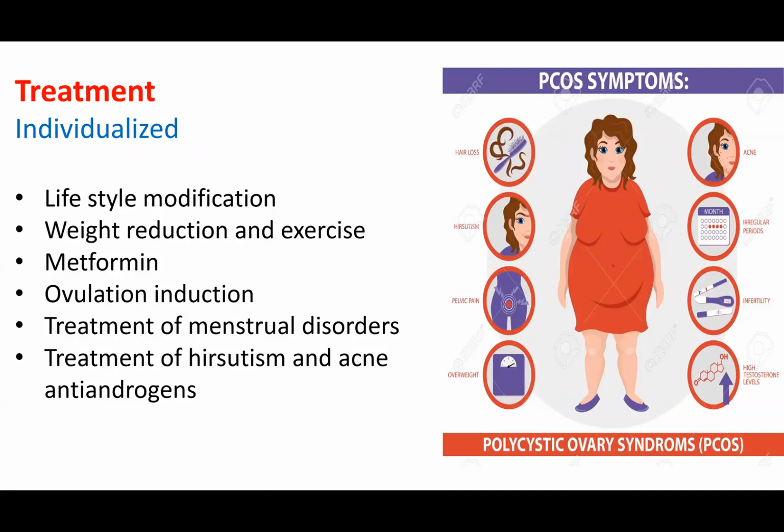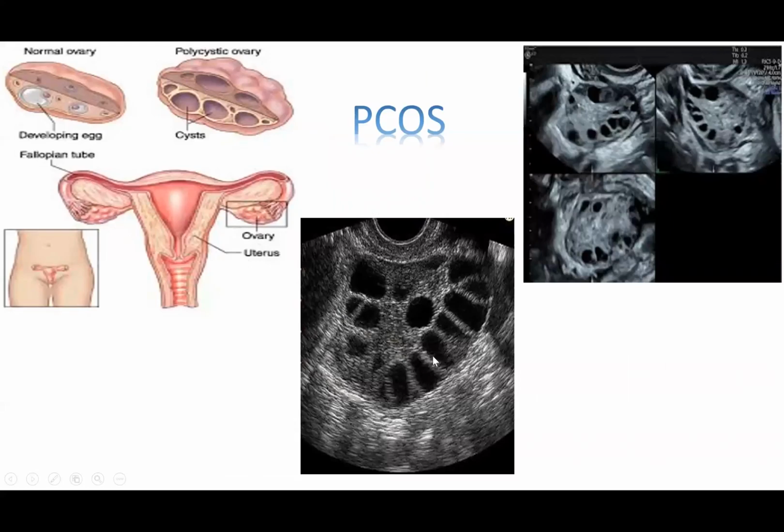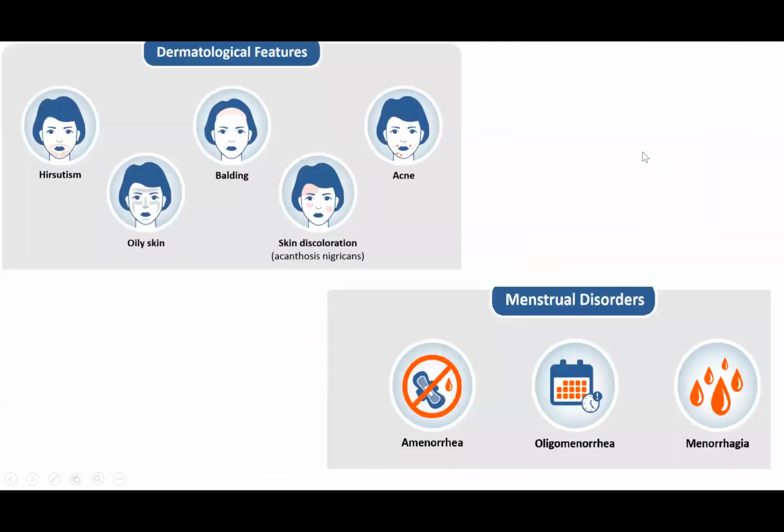And the patient may just want her hirsutism to be treated using cosmetic methods or sometimes drugs. As you can see, these are images of acanthosis nigricans. Here we can see the polycystic ovary where the follicles are arranged like a pearl necklace, or the other features of hirsutism, of polycystic ovary syndrome.